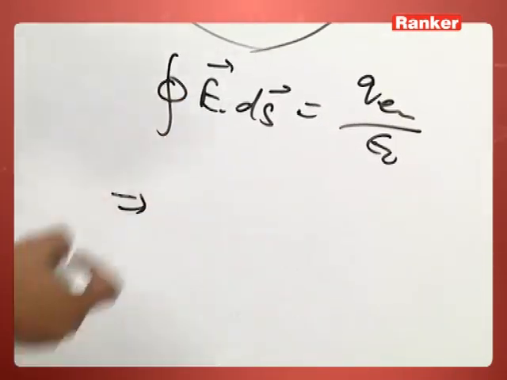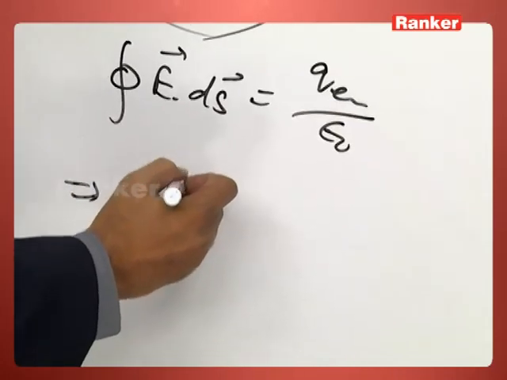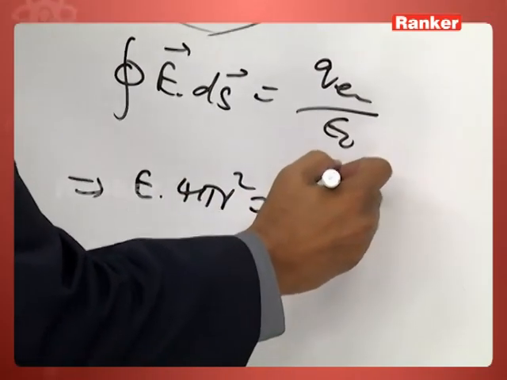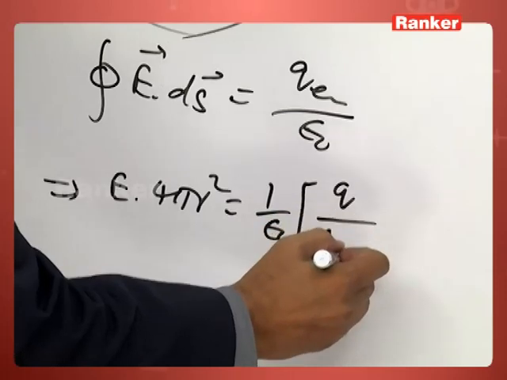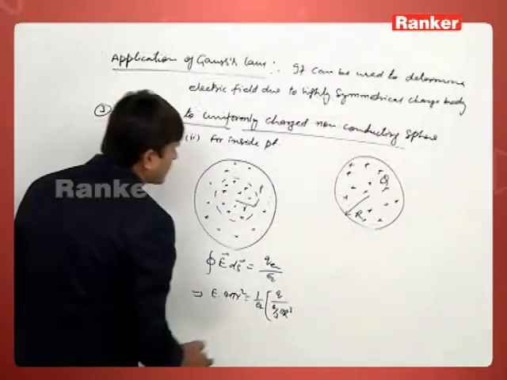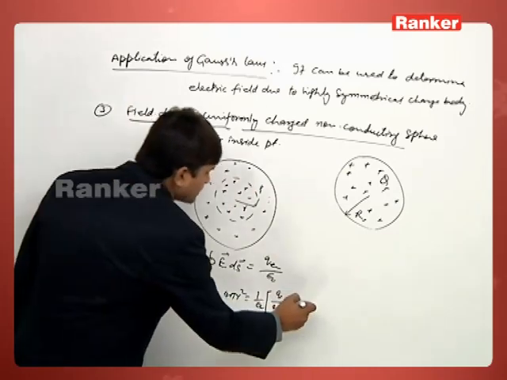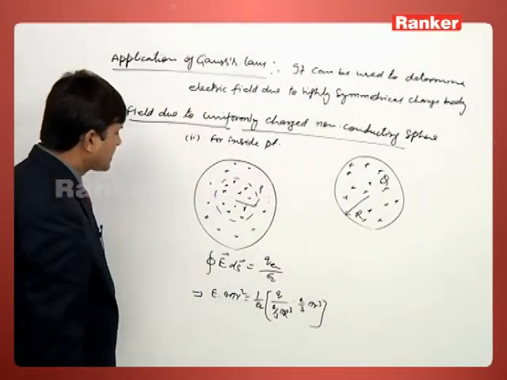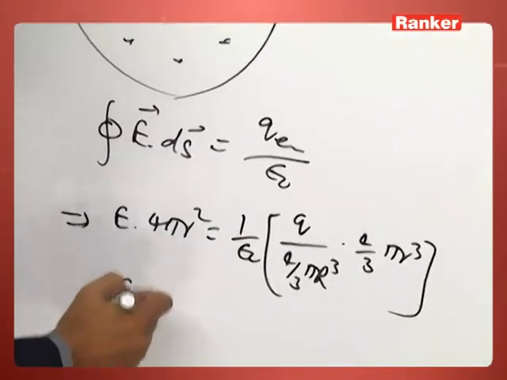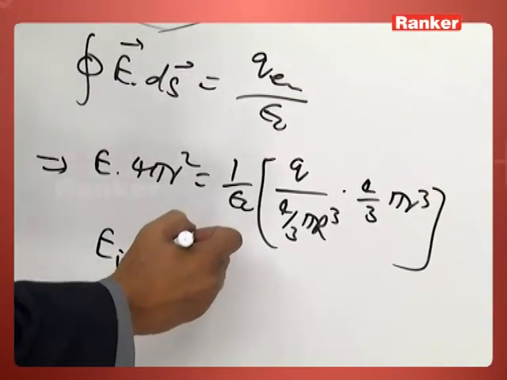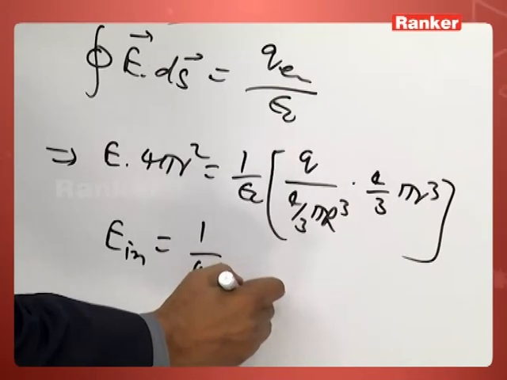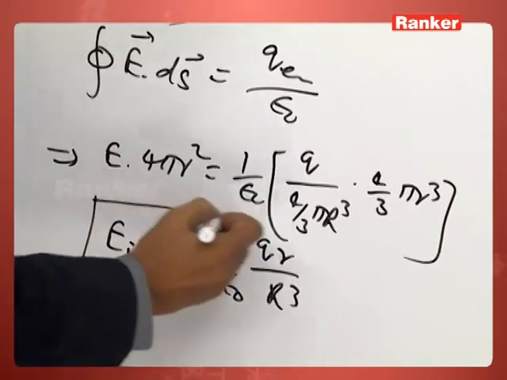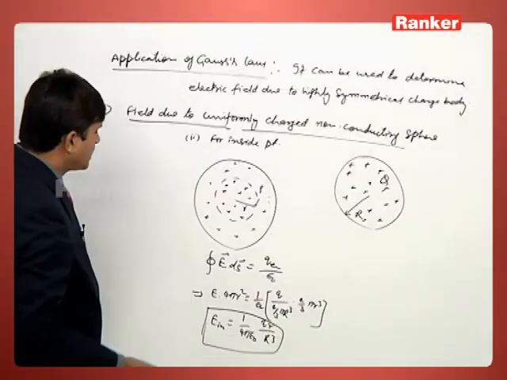So, see the value of E here, area 4 pi r square. Now, q enclosed. Total charge in volume 4 by 3 pi R cube is q, and charge in this volume only, 4 by 3 pi small r cube, we can write. Now simplify this one, and for E inside you will get 1 by 4 pi epsilon naught q r by R cube. This is the field at inside point.